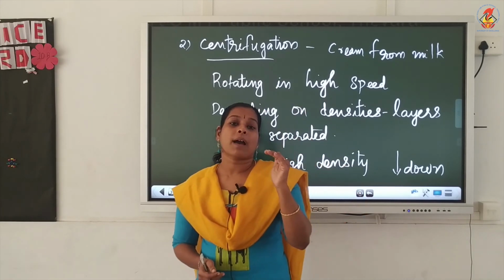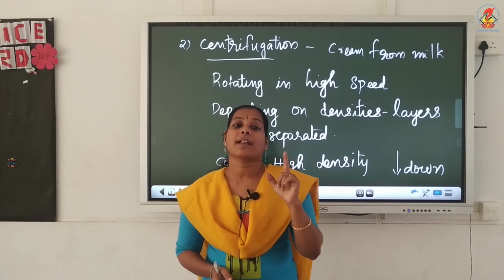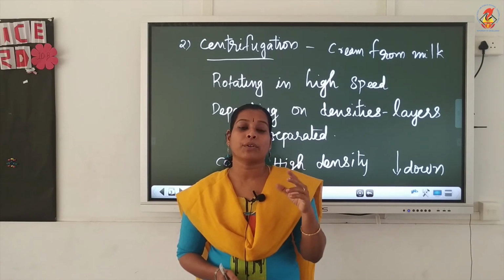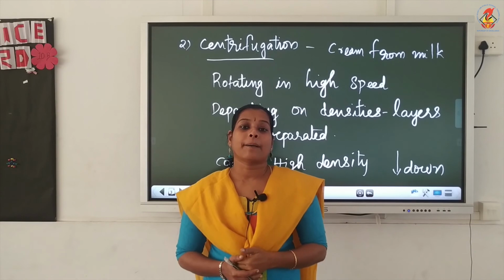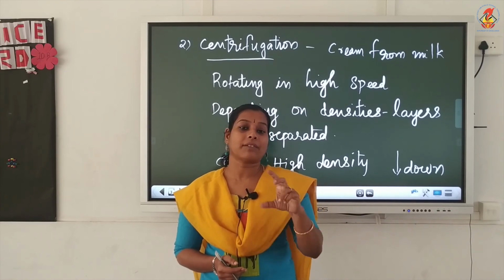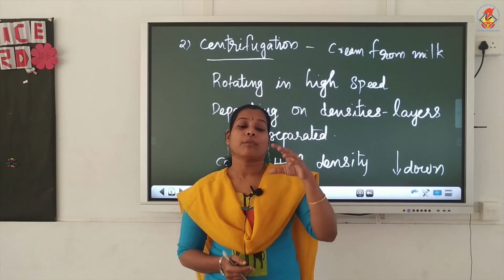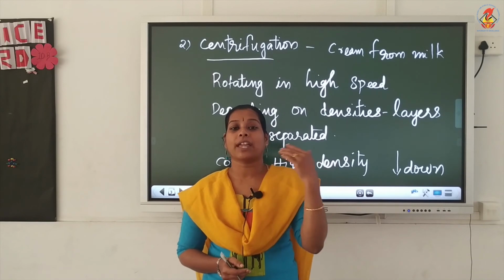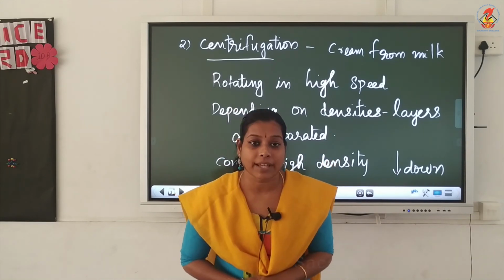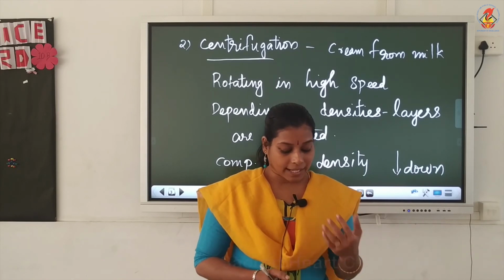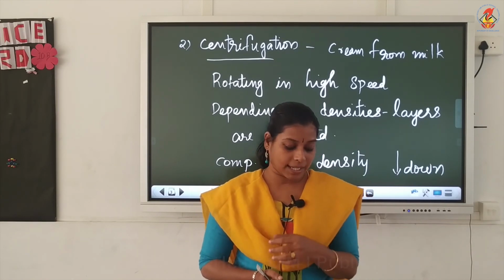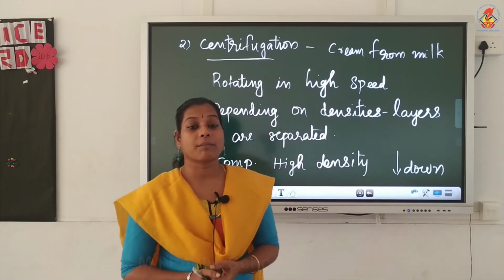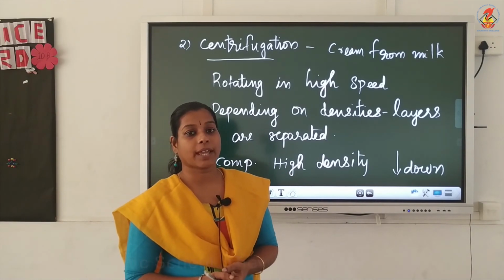Then at home, it is used in the washing machine. During what process are we using this method in the washing machine? Yes, it is to dry clothes. In the dryer, we put wet clothes. So when it is rotated, water molecules go away from the cloth, so that the cloth gets dry. And in dairies also, to separate butter and ghee from cream from milk, we use this process, centrifugation.